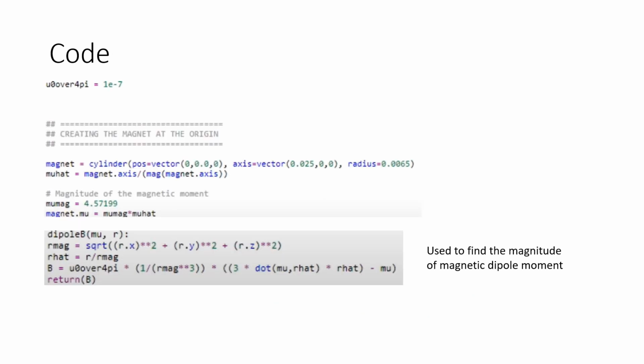This is the code that I ran, and at the bottom it was used to find the magnitude of the magnetic dipole moment, which is the same as over here, or back a slide. What I just said, setting those two equations equal to each other, that is what this code does.